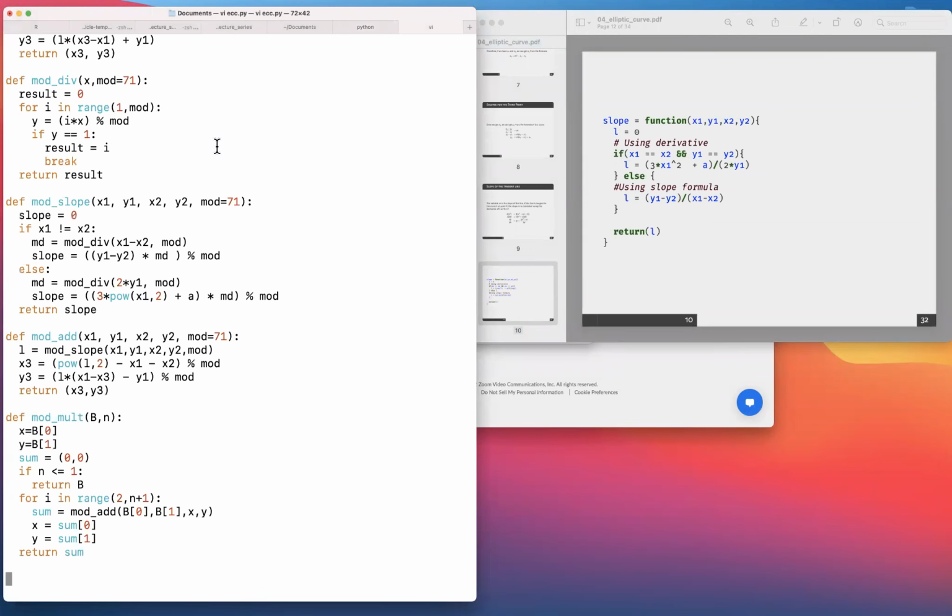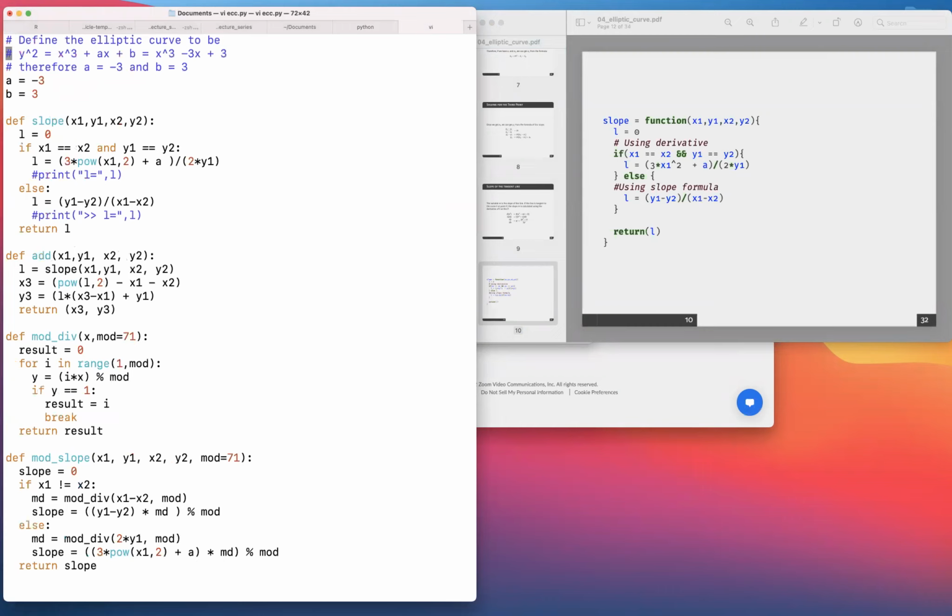Okay, so let's take a look at the code. This one is Python code for the slope. If you take a look at this one here, it is very similar to this one, slope. And I also define here the function for when you add two points. Okay, so going back to the presentation.